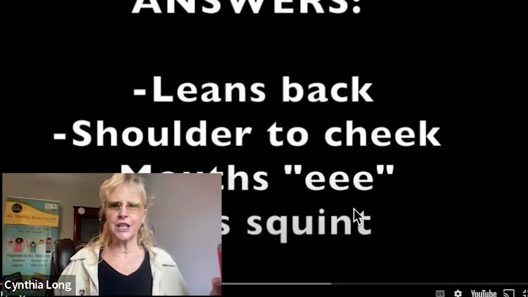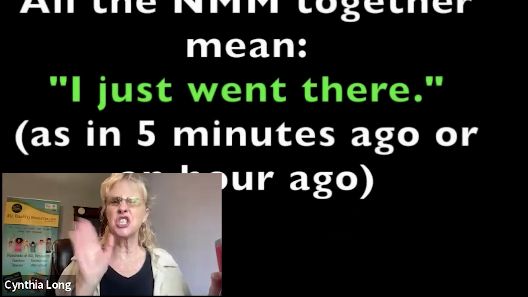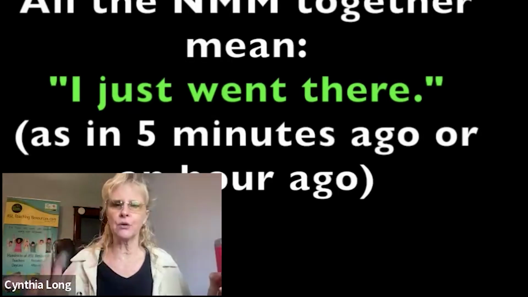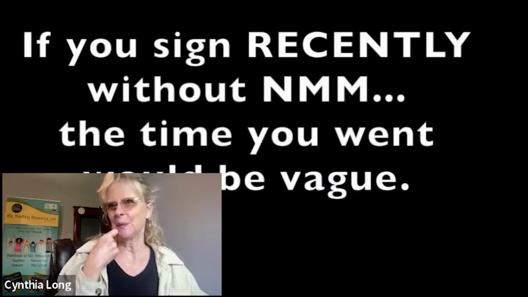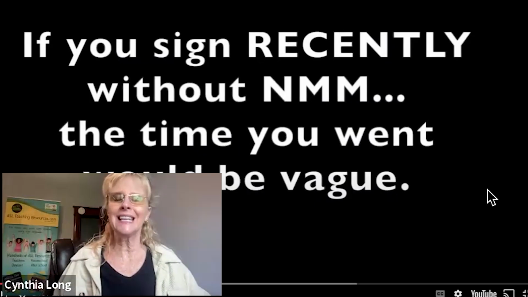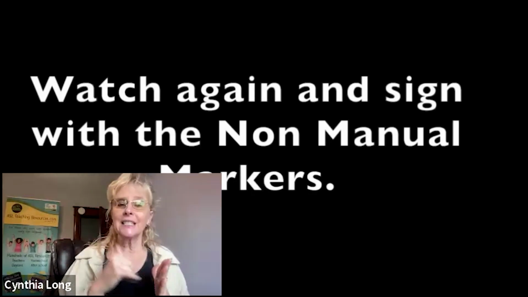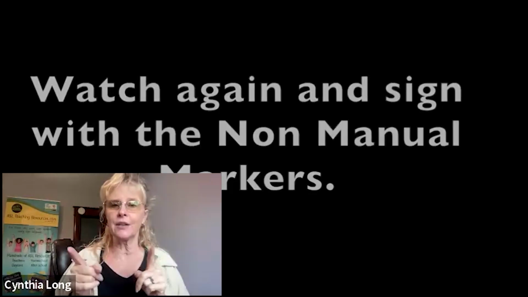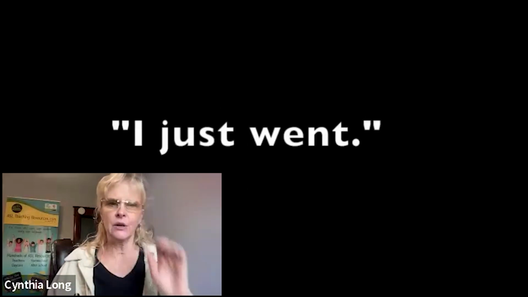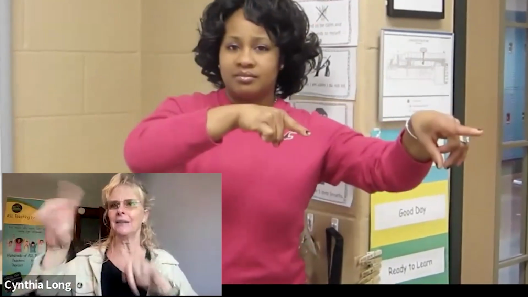So the shoulder to the cheek, the mouth says E, and the eyes squint. That means it just happened. That's how you show that with your body. Okay? Watch it again. Recently. Those are called NMM, non-manual markers. Again, this is in your lesson for the online course that you have a membership to. So if you just say, I just went, recently, me, go.